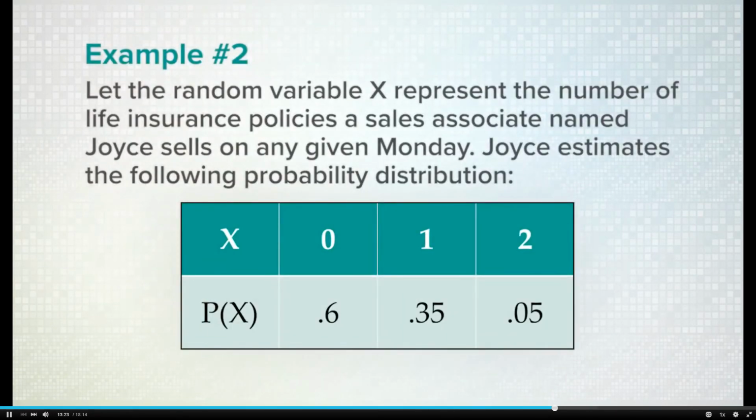Let's try another one. In example number 2, let the random variable x represent the number of life insurance policies a sales associate named Joyce sells on any given Monday. Joyce estimates the following probability distribution for herself.